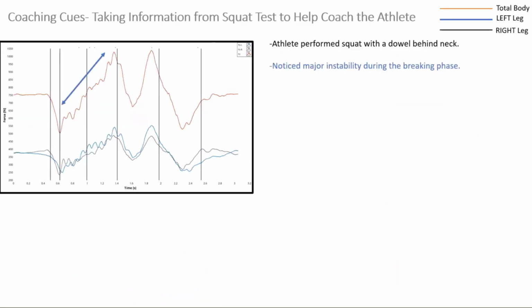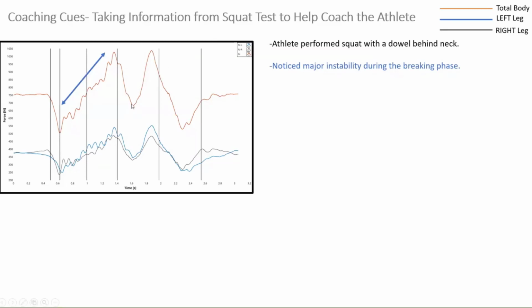Now we go to coaching cues. This is an athlete, one of mine. He was just performing a regular squat. We did a barbell on this one. We noticed that there's a lot of instability on this squat. We don't even have to look at the values to see what we're seeing here. But at the bottom phase before push-off, he actually dips below his body weight in force. So the athlete actually stops pushing and then has a second push to get off the ground.